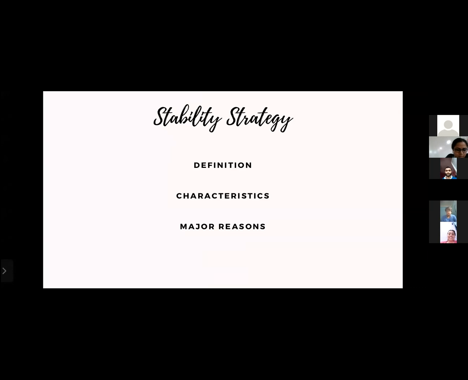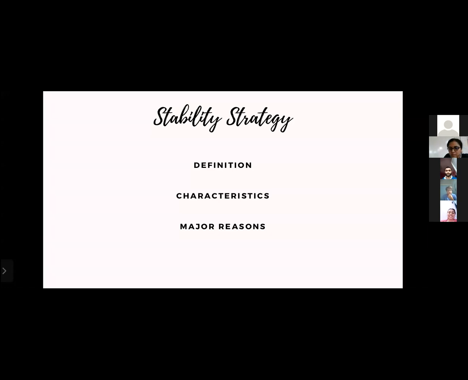A stability strategy is pursued by a firm when it continues to serve in the same or a similar market and deal in the same or similar product and service. The strategic decisions focus on incremental improvement of functional performance. A stability strategy is not a do-nothing strategy. It involves keeping track of new developments to ensure that the strategy continues to make sense.